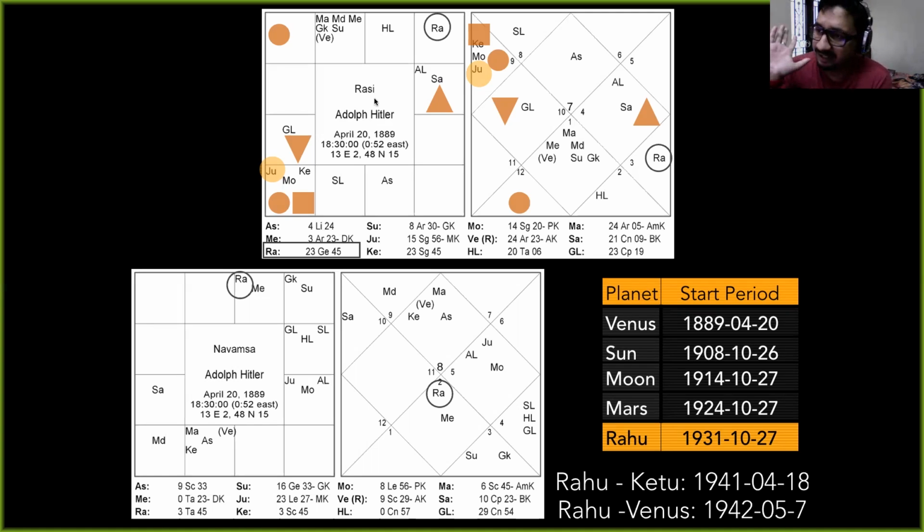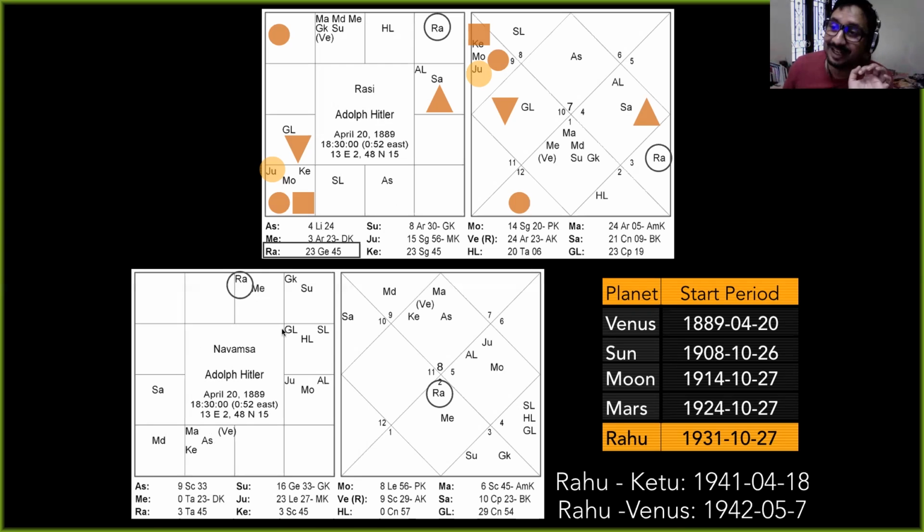And finally, Hitler died in his Rahu-Venus Dasha. Venus, as you can see here, is conjunct Ketu in his Navamsha. Two days after he got married, he died. He shot himself. He committed suicide. Venus is conjunct Ketu, conjunct Mars again, and Venus also has its Mool Trikona in Libra.